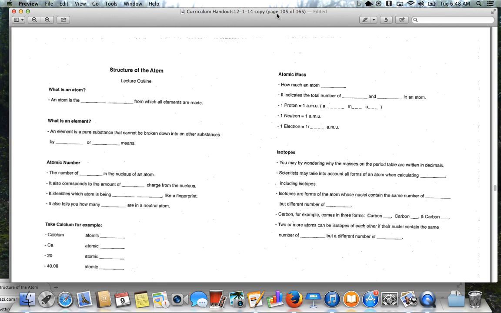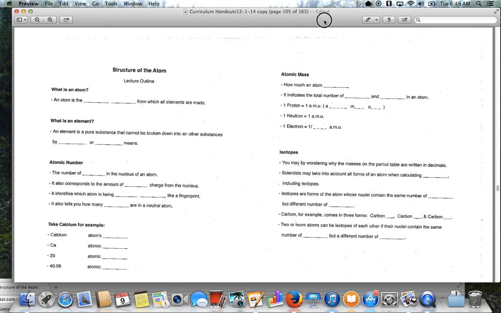Okay, at this point, everyone should have the structure of the atom outline. Everyone should have the periodic table of the elements table, the small one. Put your name on the periodic table of the elements that you've just received, and do that in ink. Put your name on it in ink so that if it's lost, we know who to give it back to.